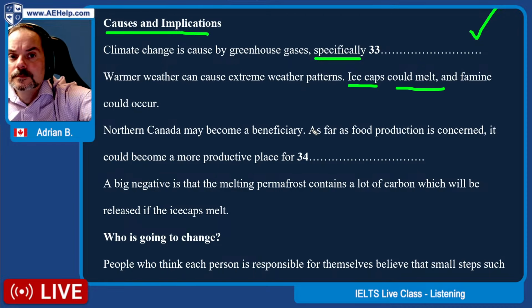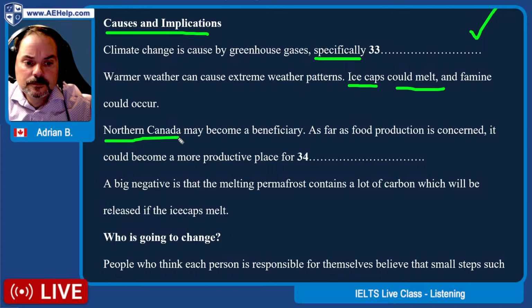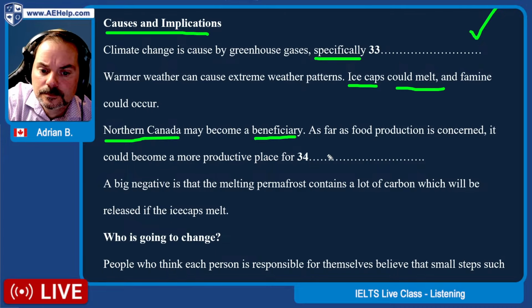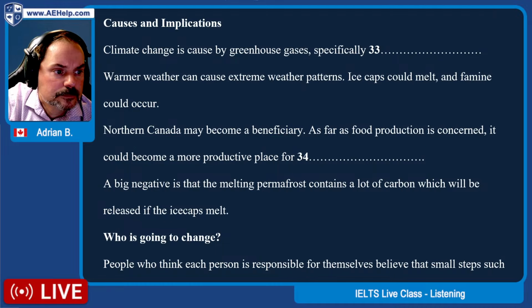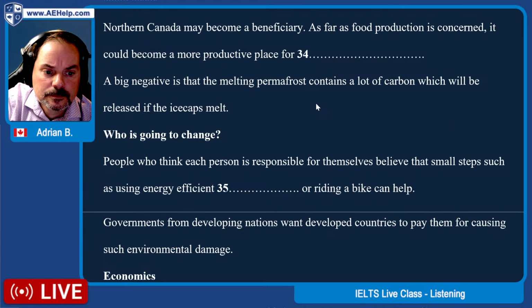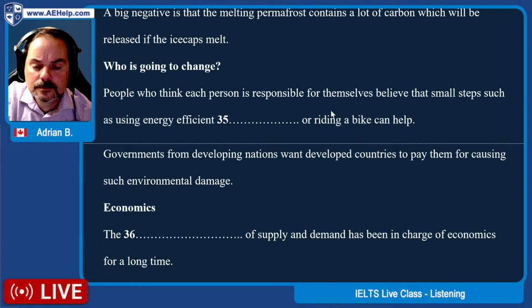On the other hand, places such as northern Canada will likely become more productive for farming and mineral and crude oil extraction. What isn't positive about the permafrost melting is that the ice is a carbon sink, and when it melts, it releases even more carbon into the atmosphere.